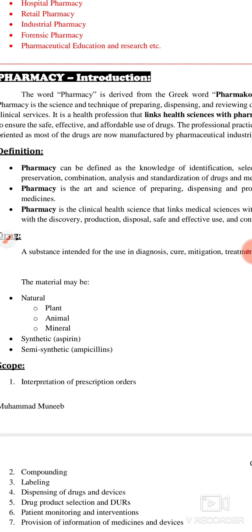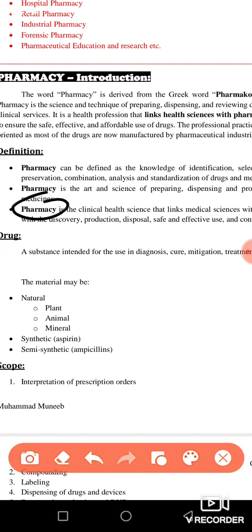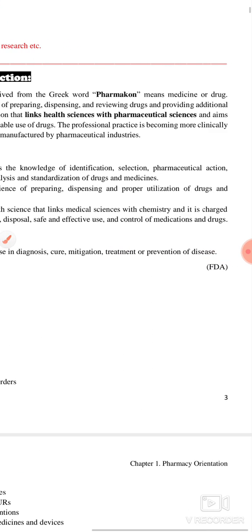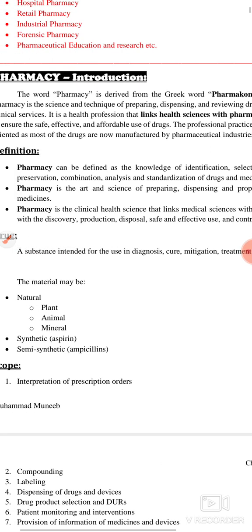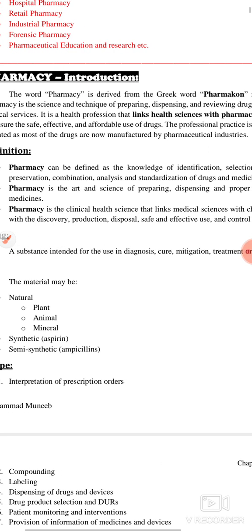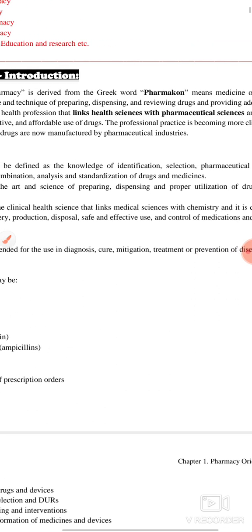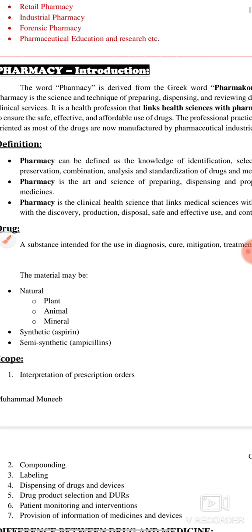The third definition of pharmacy is that it is a clinical health science that links medicinal sciences with chemistry. You are also dealing with the chemistry of drugs, with the discovery, production, disposal, and safe and effective use of medications and drugs.